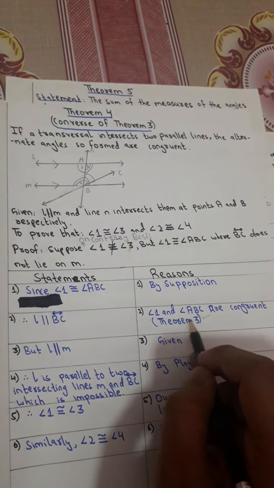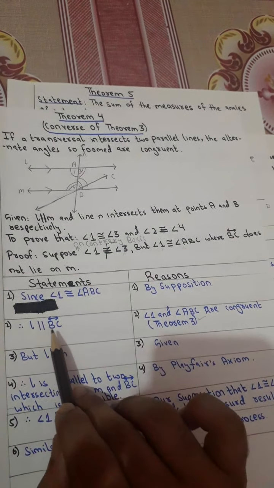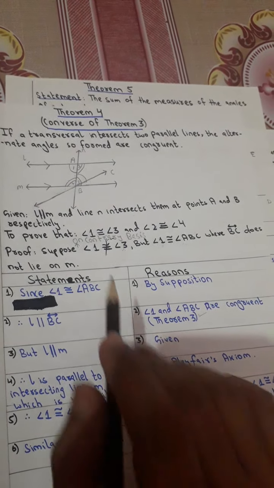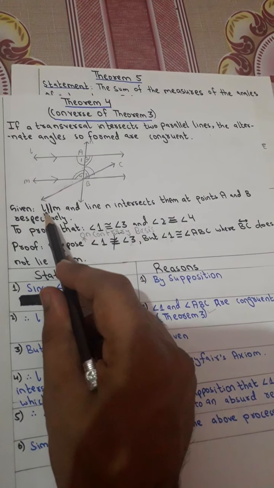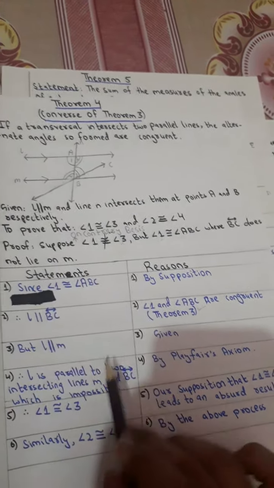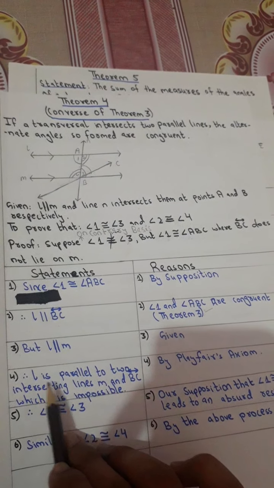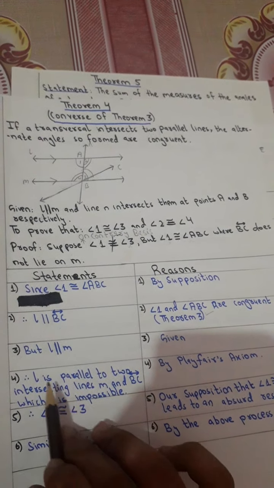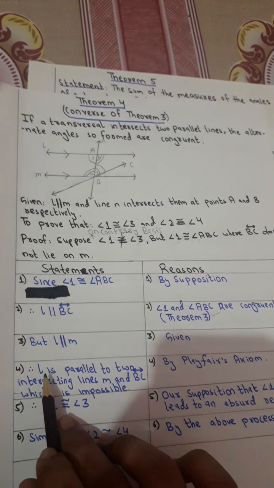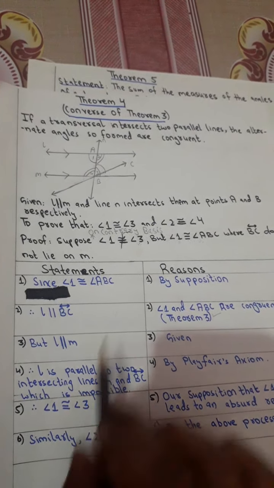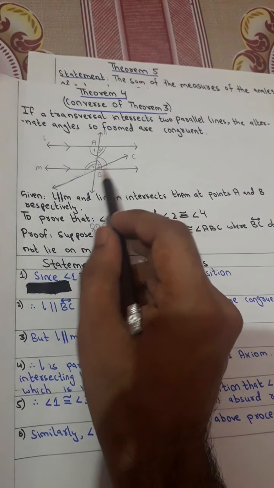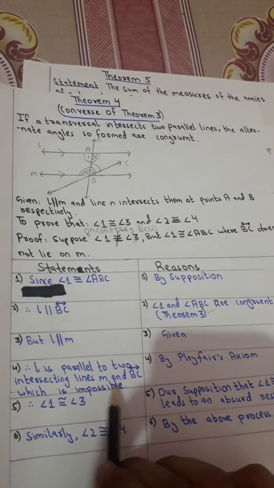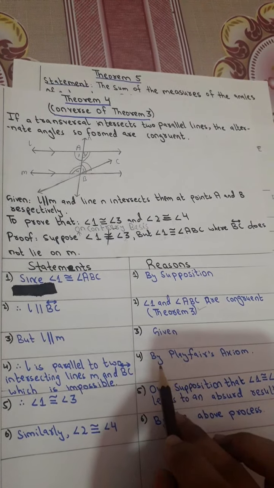So according to theorem 3, line L is parallel to the line BC, but line L is parallel to the line M, as given. So again L is parallel to two intersecting lines M and BC, which is impossible. These are the two intersecting lines M and BC. This line L is parallel to two intersecting lines, but this is impossible by Playfair's axiom.